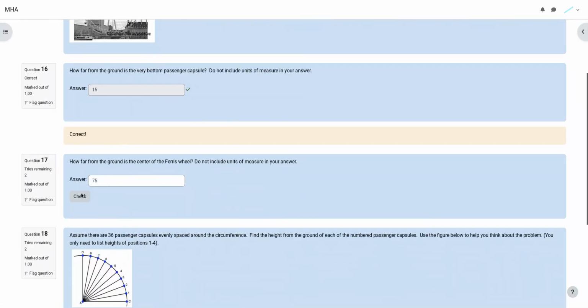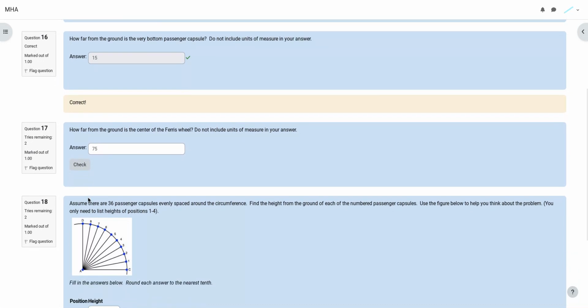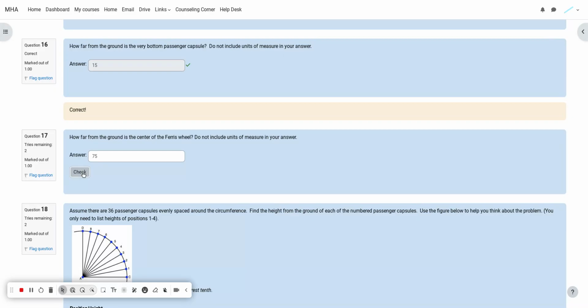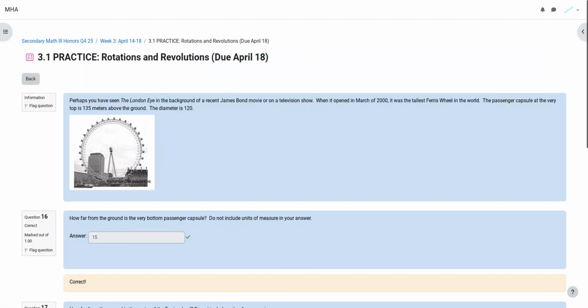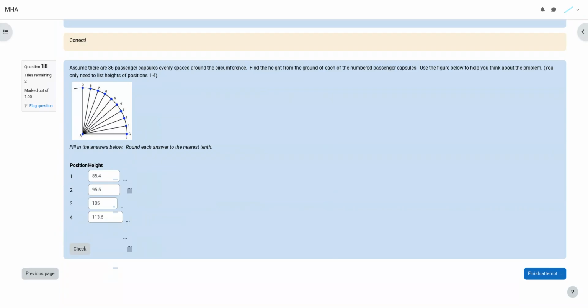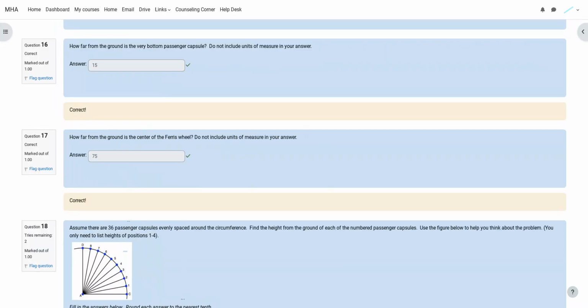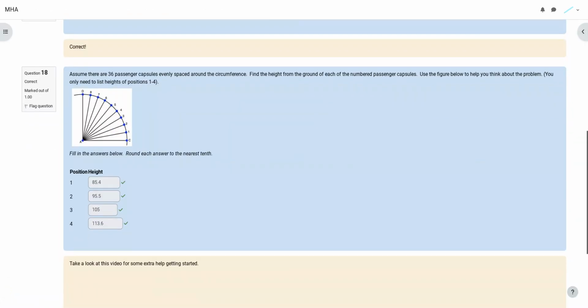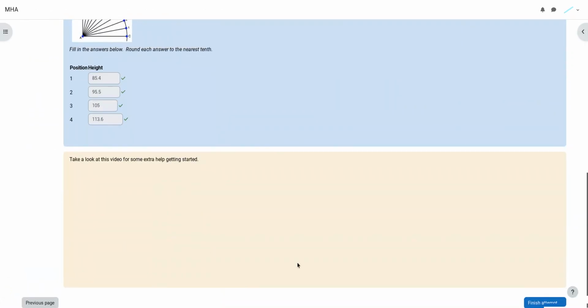So that one was correct. Yeah, very slow computer. Loading, loading, loading. There we go. Okay, check again for question 17, and then check question 18. Perfect. So those are all right.